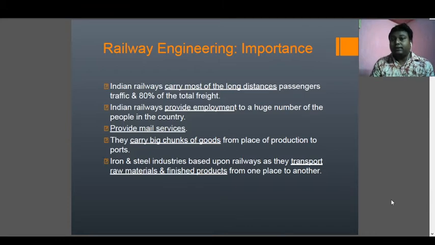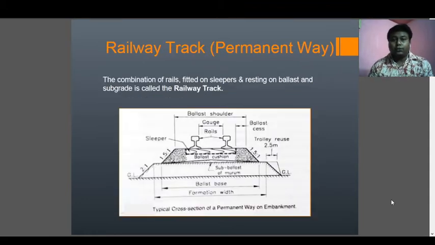So the railway is the best option to transport the raw material or the finished material from one portion of the country to another in less time and in a cheaper way, because the transportation cost in railway is comparatively less than the highway or the waterway, and obviously the airway. So next we go to the first thing that came to our mind: what is track.